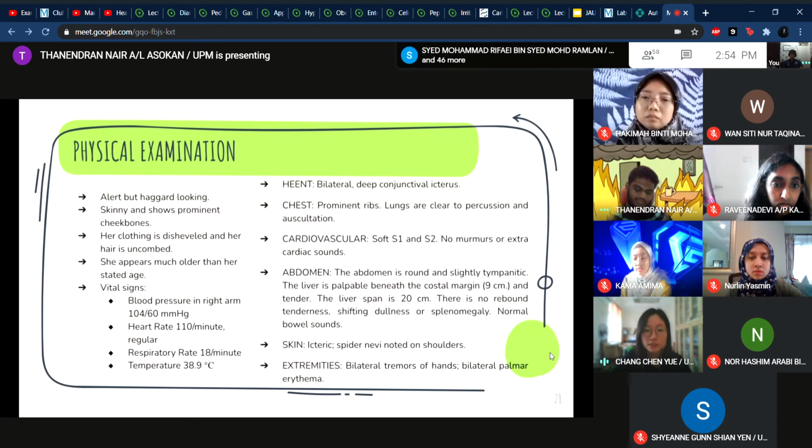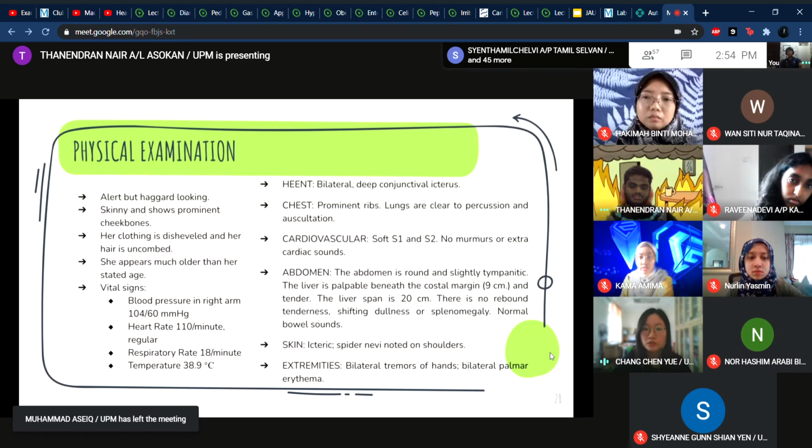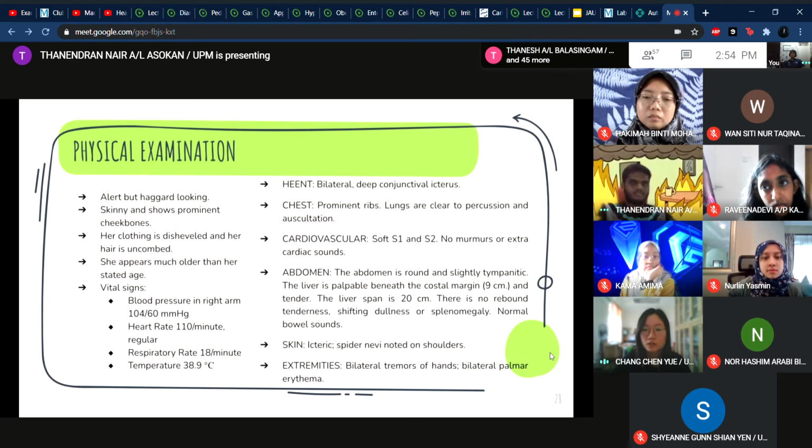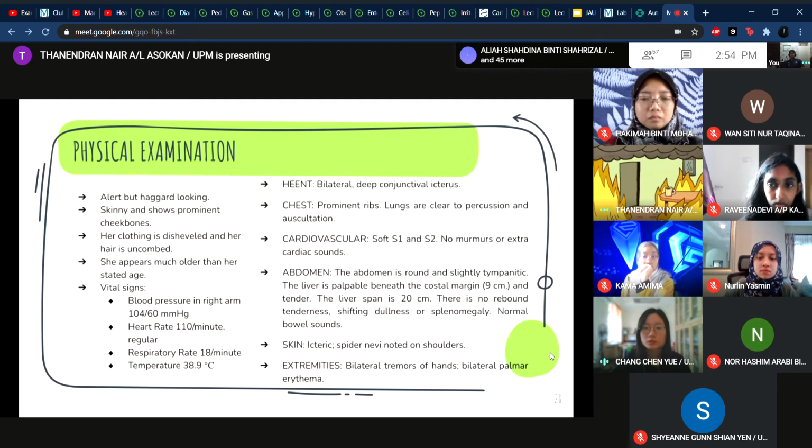On the systemic examination, she has bilateral deep conjunctival icterus. On examination of the chest, she has prominent ribs, lungs are clear to percussion and auscultation, cardiovascular soft S1 and S2, no murmur or extra cardiac sounds. The abdomen is round and slightly tympanitic. The liver is palpable beneath the costal margin and tender. The liver span is 20 centimeter, which is larger than normal. Normal will be less than 30 centimeter. There's no rebound tenderness, shifting dullness or splenomegaly, and she has normal bowel sounds.